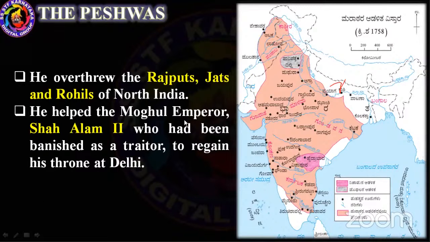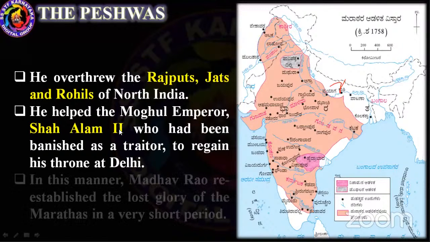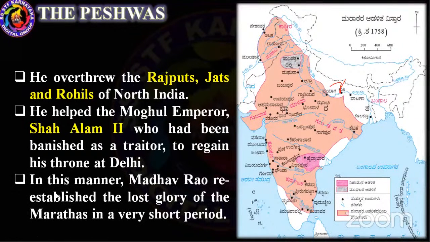And he helped the Mughal Emperor Shah Alam II, who had been banished, to regain his throne at Delhi. They helped Shah Alam II capture the throne of Delhi. In this manner, Madhavrao re-established the lost glory of the Maratha in a very short period, and in southern India as well.